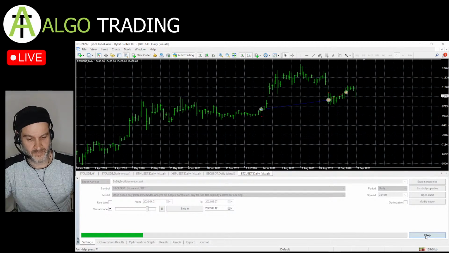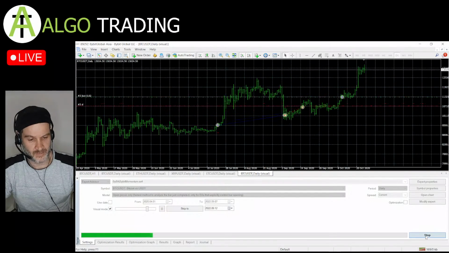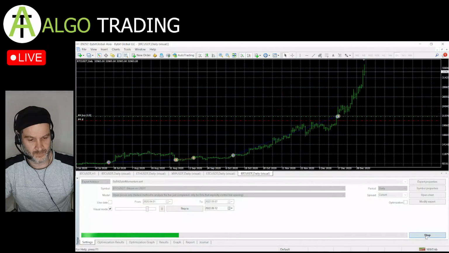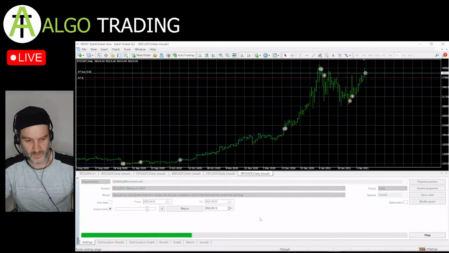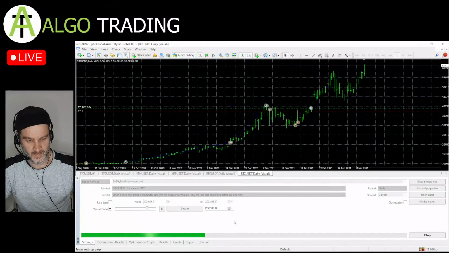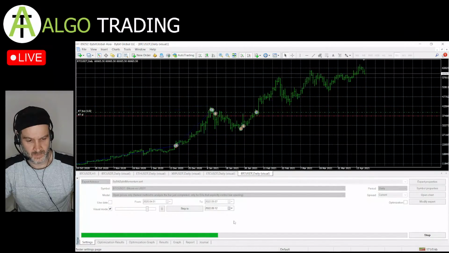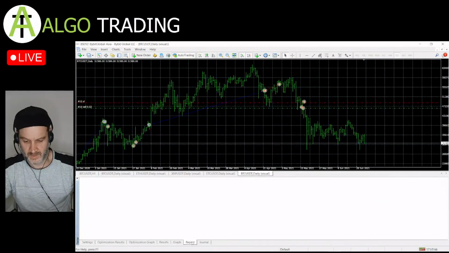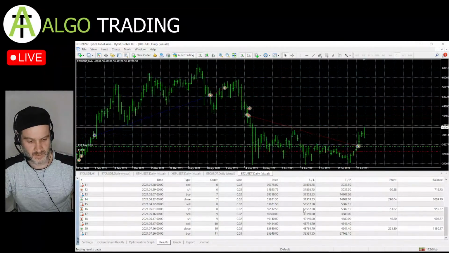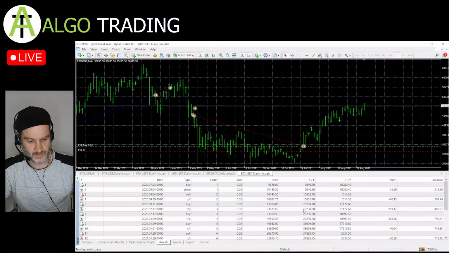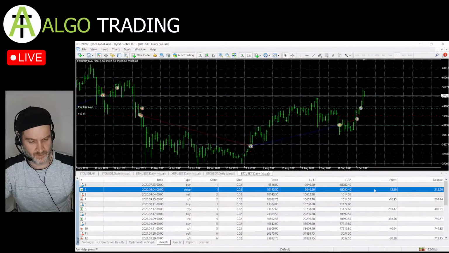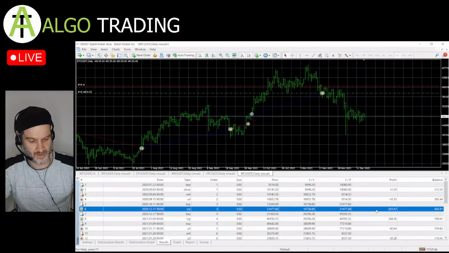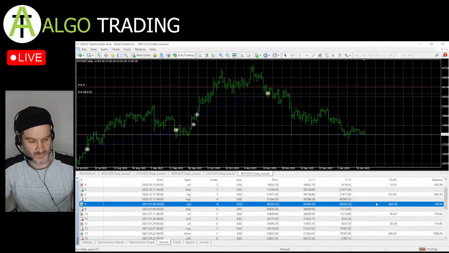Yeah, Bitcoin definitely the way to go with this. The first couple, so the first one we made like $12. Then we made $200. So we almost doubled our money in one trade. We almost doubled again.